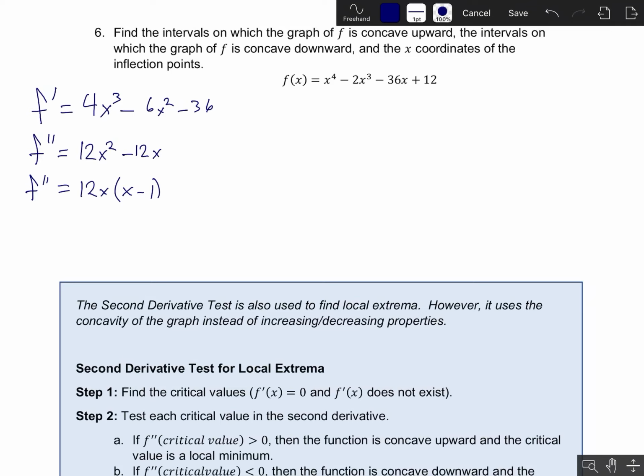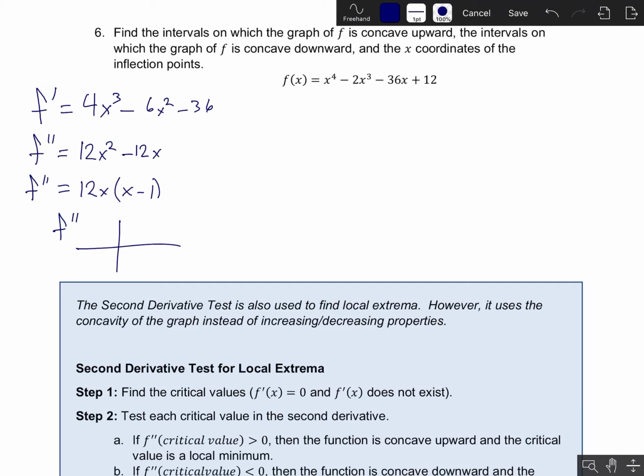So from here, it's a little bit easy to see that the roots of f double prime are going to be at 0 and 1. Those are the two places that I could plug in an x value and cause a 0 for f double prime. And if you'd like, we could just graph f double prime.